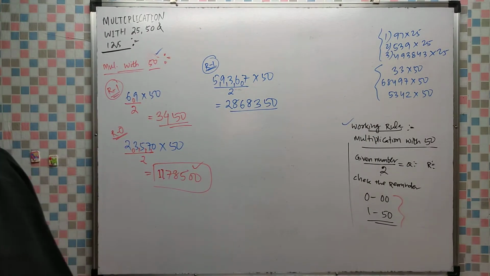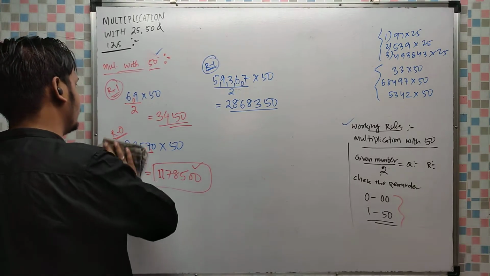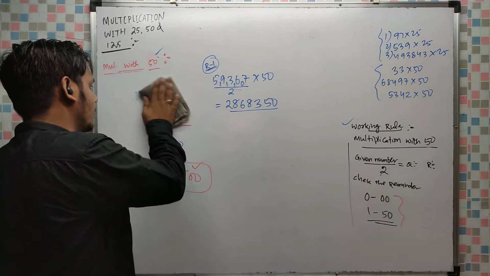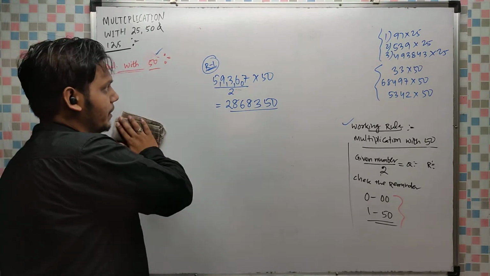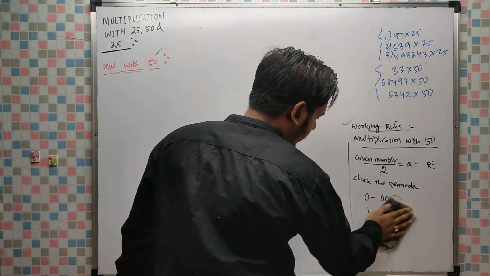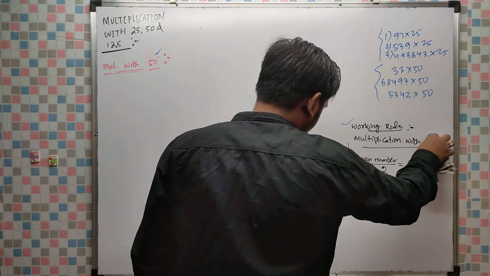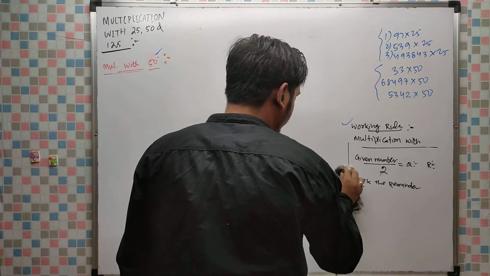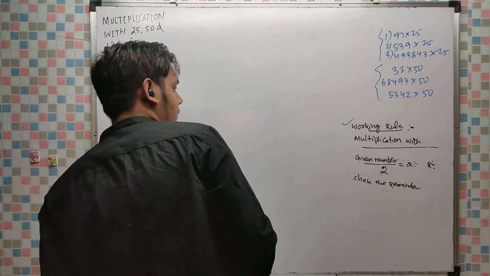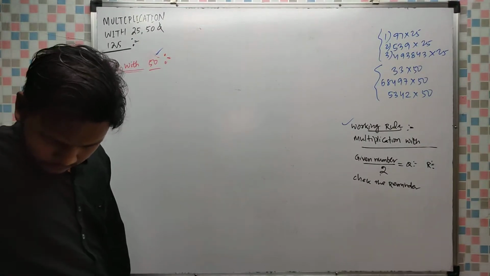Thereafter we will go to 150. This is a little lengthier as compared to 25 and 50, because we have to divide by 8, so more remainders will come.